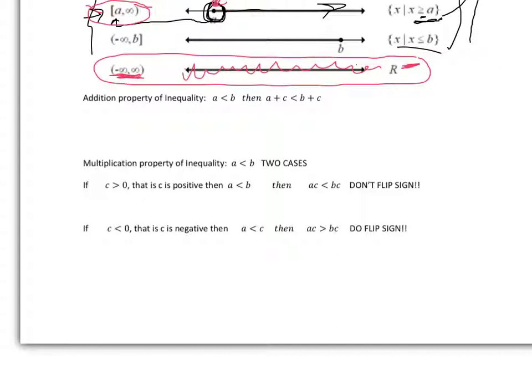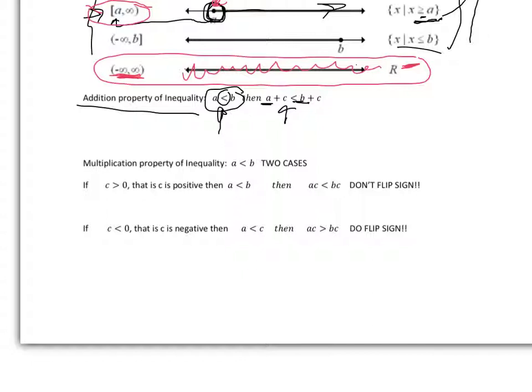Now we get to the properties here. Now, the addition property of inequality is this. If a is less than b, if we add the same thing to both sides, we don't switch the direction of the sign. Notice, we still have the a on the left, the b on the right, and the alligator is eating the b here. So we can add the same thing to both sides of an inequality, and we're good.